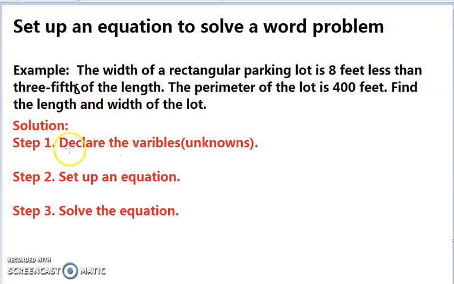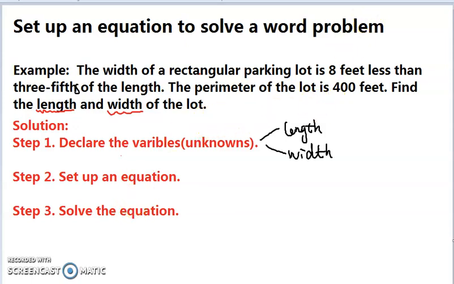Using an equation to solve a word problem usually has 3 steps. Step 1. Declare the variables or the unknowns. So when we read the question, we know that we have to find the length and the width. So these are our unknowns. There are 2 of them. So let's mark them here, length and width. The second step is to set up an equation. And the third step is to solve the equation to find the unknowns.